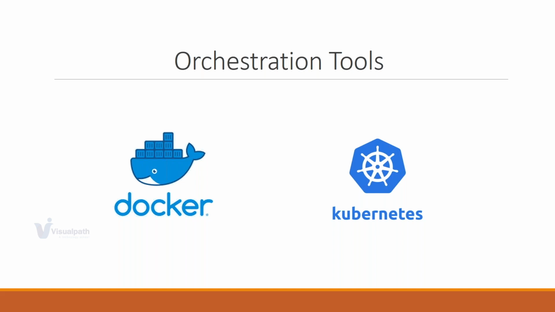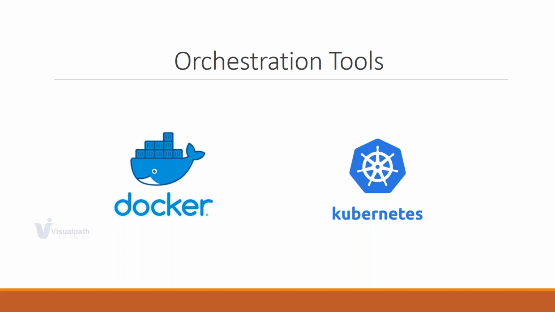When it comes to an orchestration tool, we need a setup where you can maintain multiple containers, like 100 or 200 containers. The orchestration tool will help you maintain these 100 to 200 containers. We have two important tools. One is Docker, and in Docker the orchestration tool is called Docker Swarm.